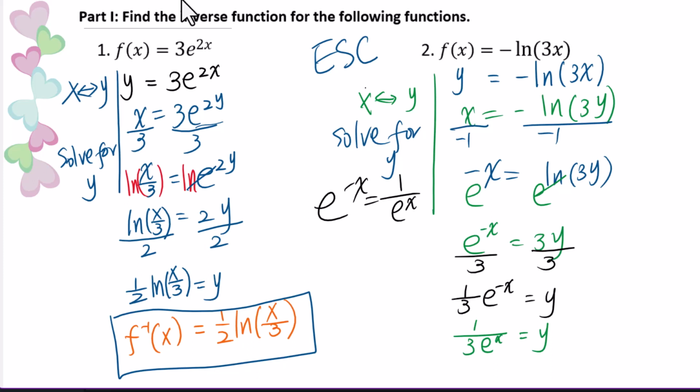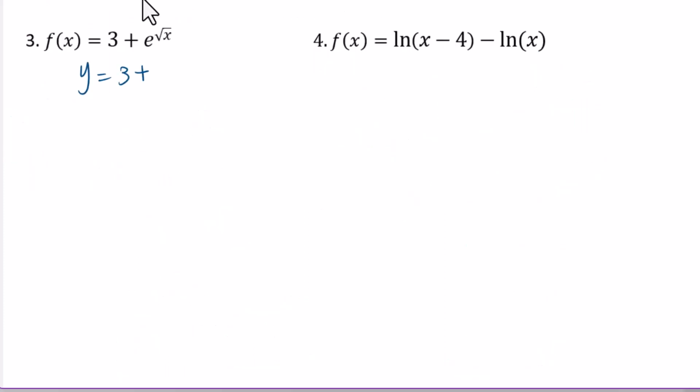Remember, for the final answer, you cannot have negative exponents or fraction as exponent. Then we change y into inverse symbol. Inverse f of x equals 1 over 3 e to the x power. Y equals 3 plus e to the square root of x power. Switch x, y. X equals 3 plus e to the square root of y's power.